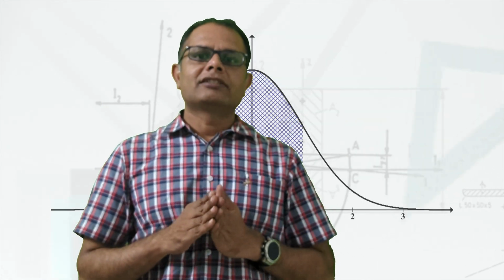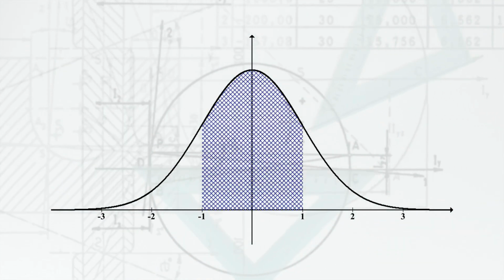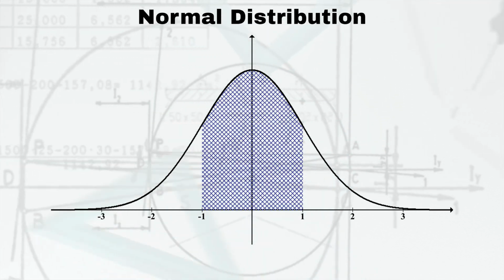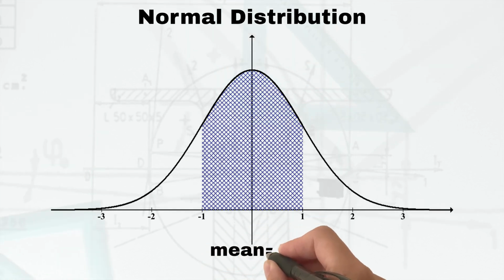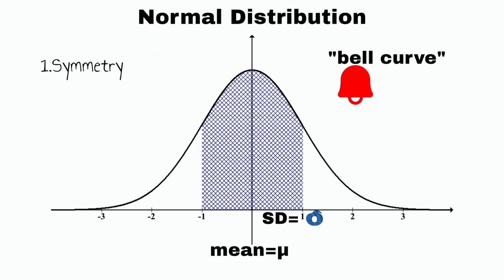Let us take some examples and characteristics of common probability distribution. The normal distribution is a continuous probability distribution that is defined by its mean and standard deviation. It is often referred to as the bell curve because of its characteristic shape. Some characteristics of the normal distribution include symmetry. The normal distribution is symmetrical about its mean.